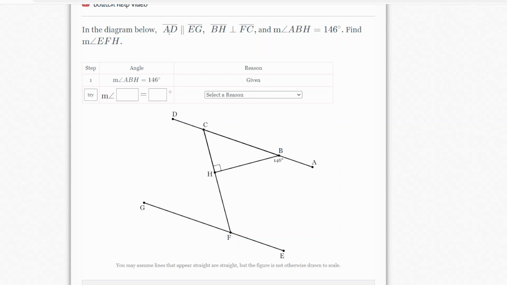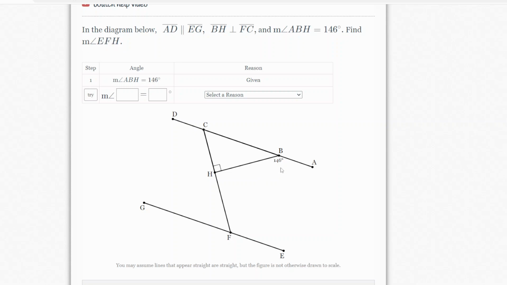So it's going to give us some information here. It says that lines AD and EG are parallel. So this line and this line are parallel, which obviously they look like it. It also tells us that segments BH and FC are perpendicular, so there's 90 here, here, and then this is 180 on that side. And the measure of ABH is 146 degrees, they give us in the diagram. We're finding the measure of angle EFH. EFH would be right here.